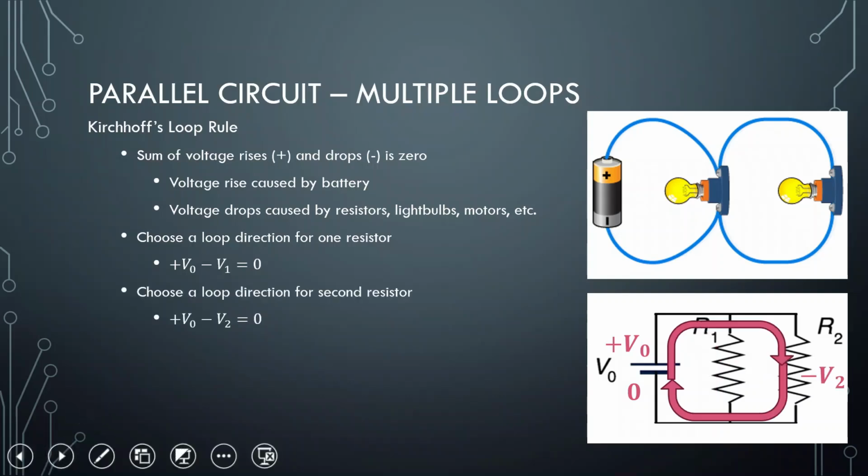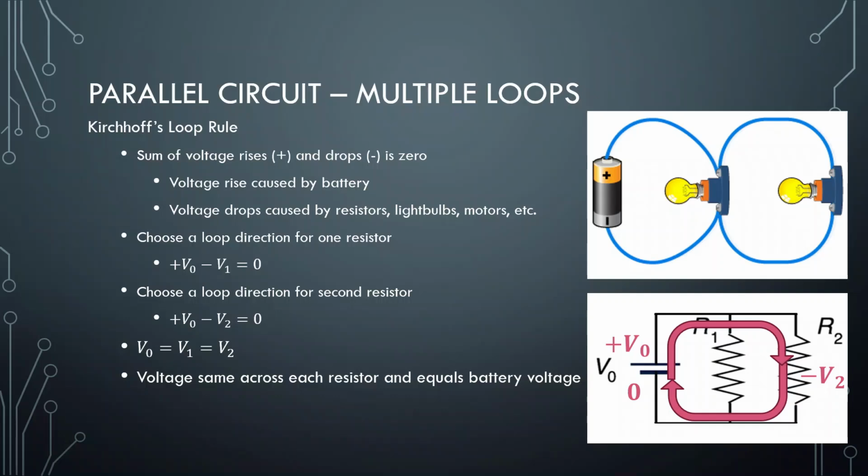I could choose the second loop, which includes R2, and I'm still going to get a voltage rise of positive V0 and a voltage drop this time of negative V2, and that has to equal 0. So if I rearrange these, this first equation tells me that V0 has to equal V1. This one tells me that V0 also has to equal V2. So that means that V0 is equal to V1, which is equal to V2.